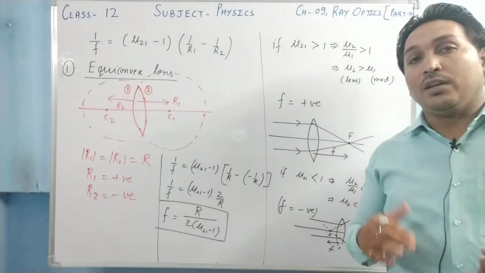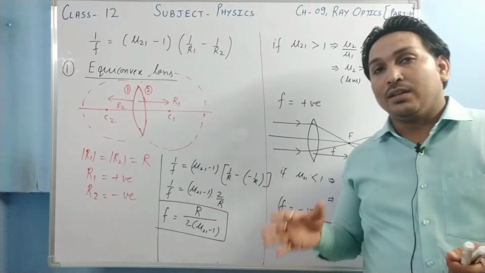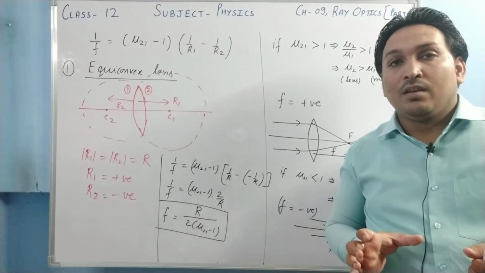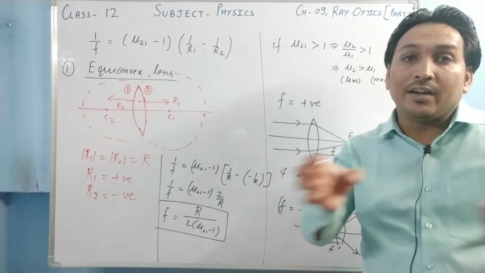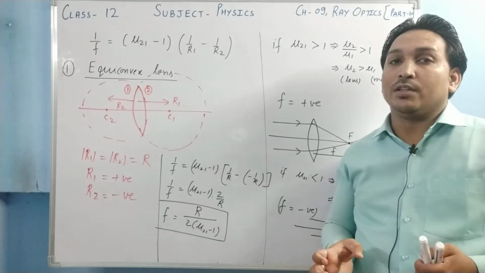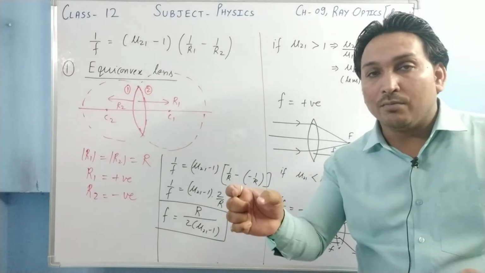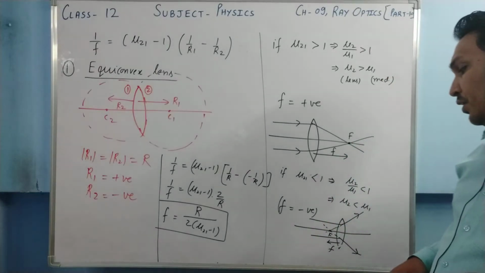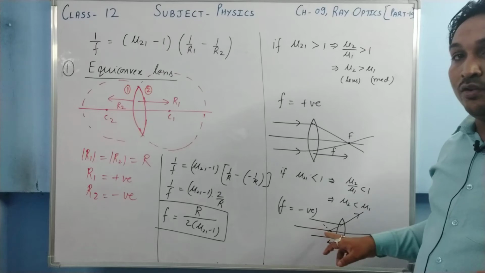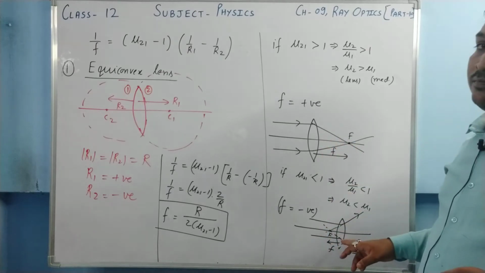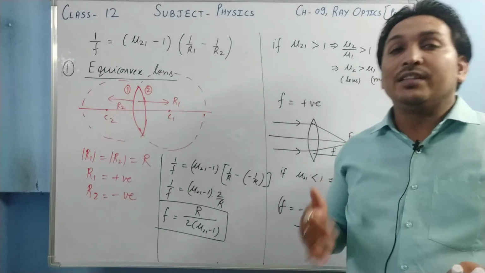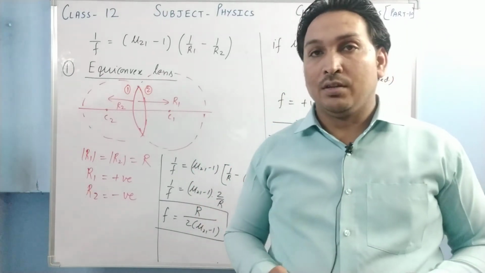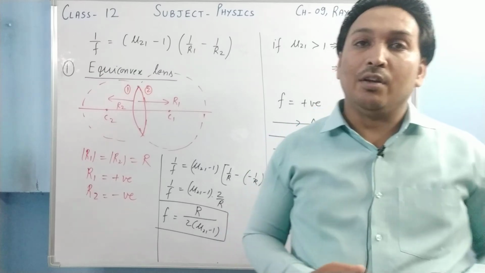But if the lens is kept in such a medium that the refractive index of the medium is greater than the refractive index of the material of the lens, then what happens? The ray will not converge, it will diverge. So the basic nature of a lens can also be changed by changing the medium around it.